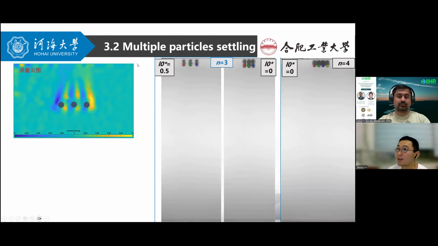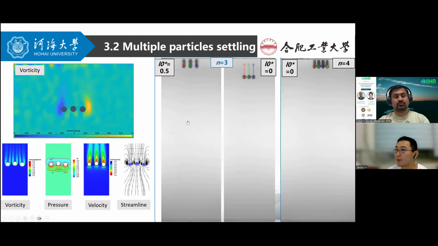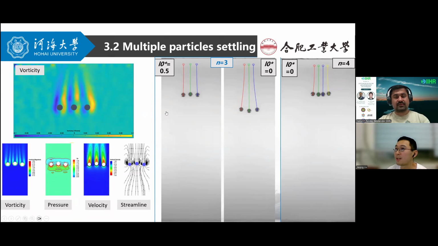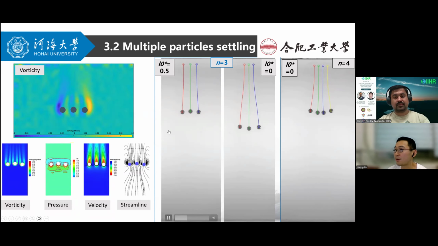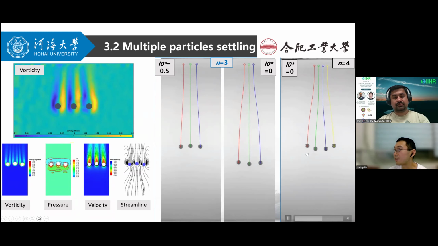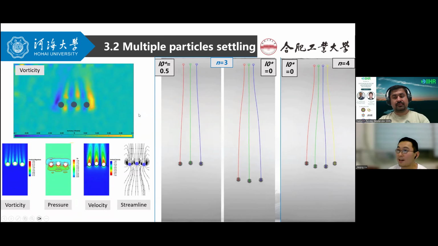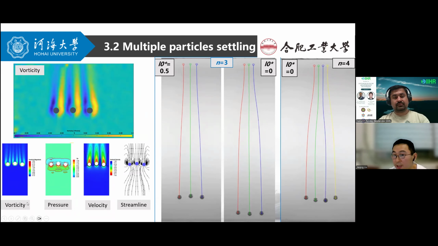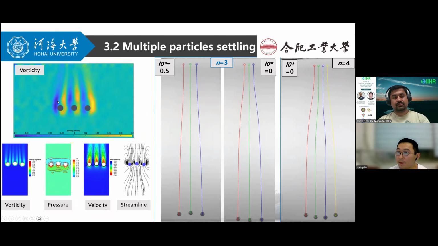And then we extend our research to more particles. We can see this is 3 particles and this is 4 particles, and we also got the flow field around the particles.